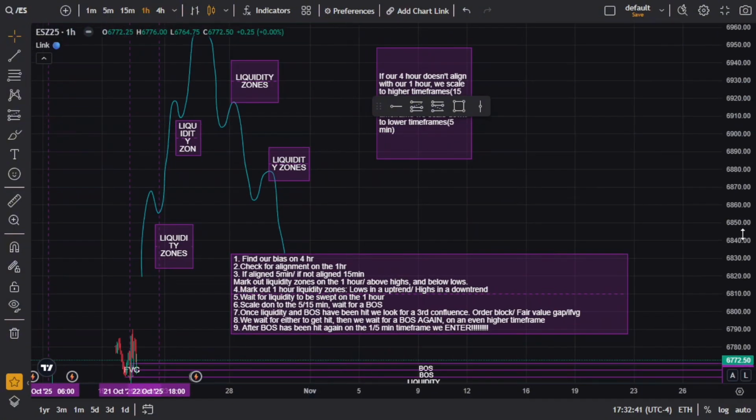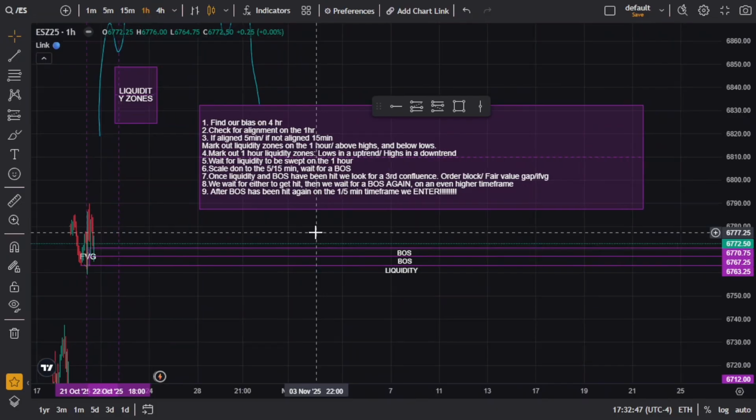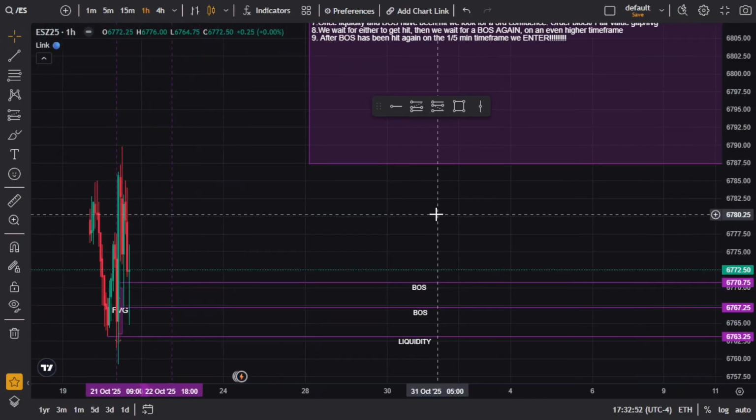Now, what is a breaker structure? I will explain to you right now. Alright, so if your biases don't align, 15-minute breaker structure. If they do align, 5-minute breaker structure.